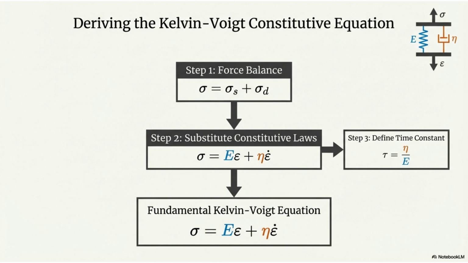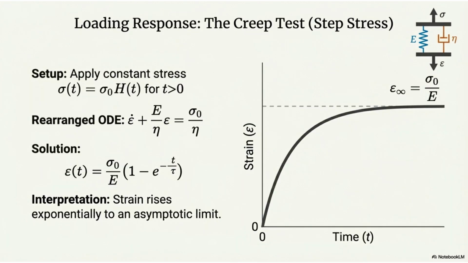Deriving the Kelvin Voigt constitutive equation starts with the force balance. Substituting the constitutive laws and defining the time constant tau as viscosity over elastic modulus leads us to the fundamental Kelvin Voigt equation. The creep test applies a constant stress.